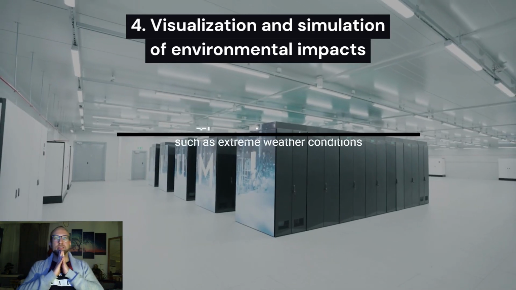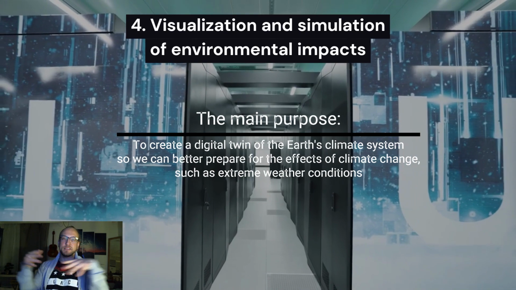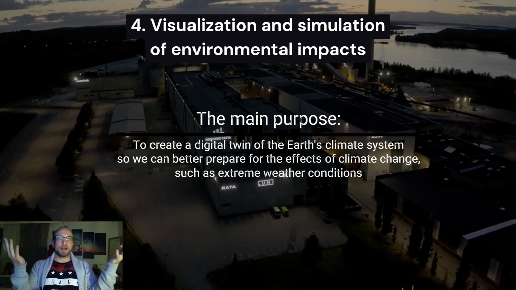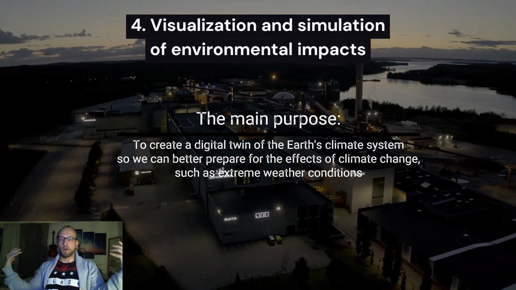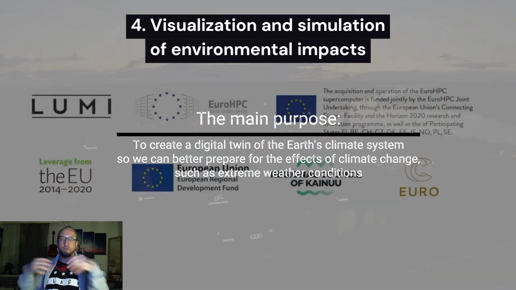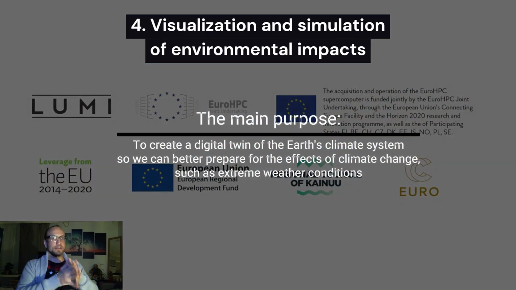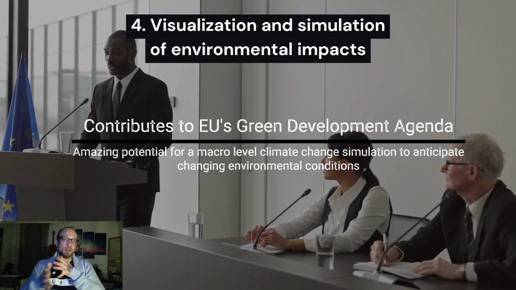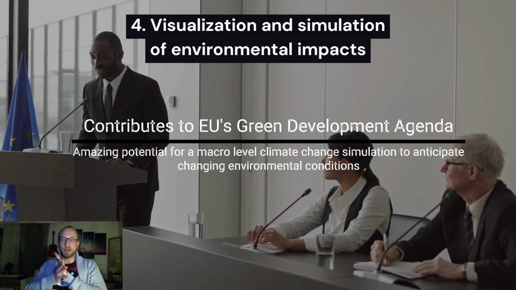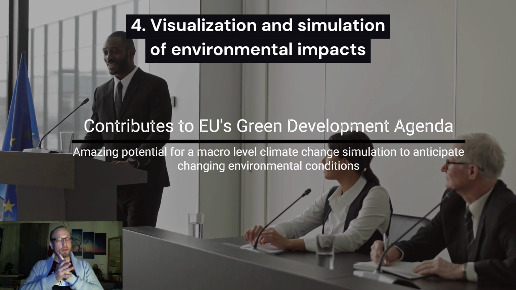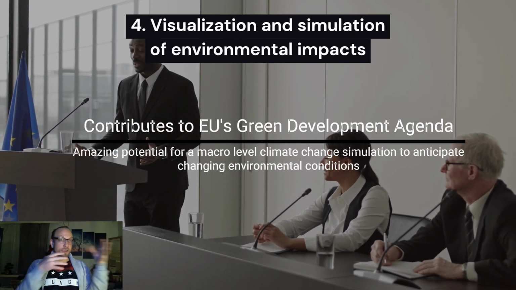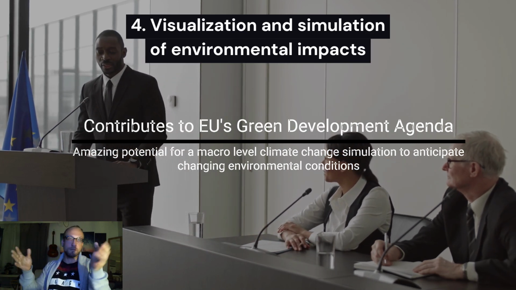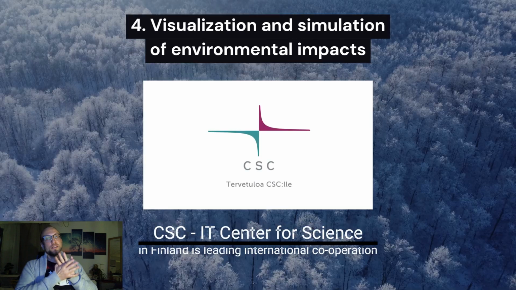So basically, the main purpose of Lumi is to create this digital twin called Destination Earth, and it's supposed to cover the whole climate system of Earth, and it's intended to contribute very significantly to achieving the EU's green development agenda. And I mean, it will be a great tool to simulate different environmental scenarios with different extreme weather conditions and how it's going to affect societies and companies in general.